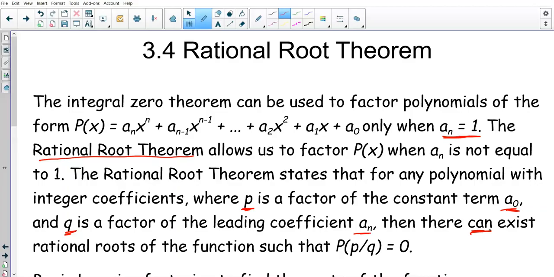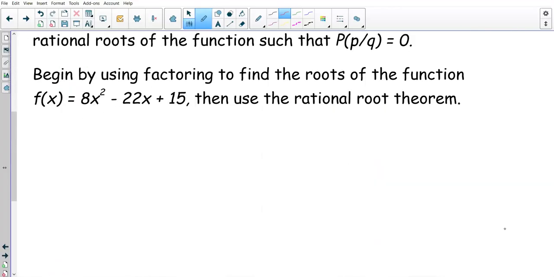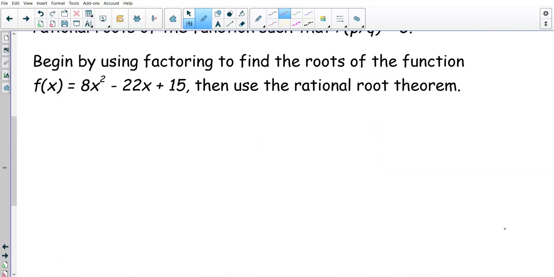Once I found a factor of a higher degree polynomial, I'll be able to use synthetic division to divide and then eventually factor the function. And then I should be able to find all the roots, and then I can start to sketch it from there. So I'm going to start by looking at factoring this quadratic, and then we'll show that the rational root theorem would work with this quadratic as well.